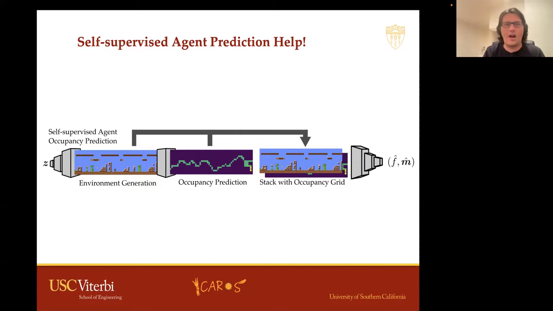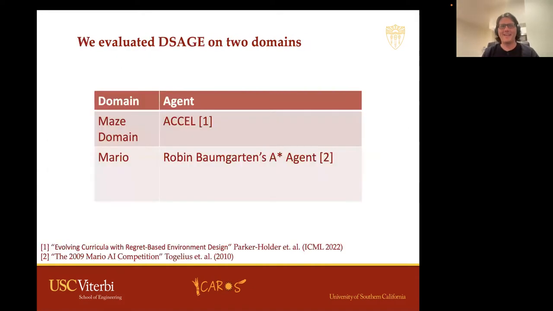Can we just predict the occupancy grid of where the agent was in the level? So here's all the predicted positions that the agent could be. And if we use all of that self-supervised data, we can form a much better surrogate model where we just stack that occupancy grid with the level and predict the performance of the agent. And this really helps in the paper. So we have lots of ablations on this.